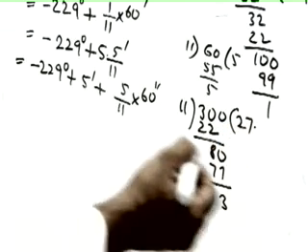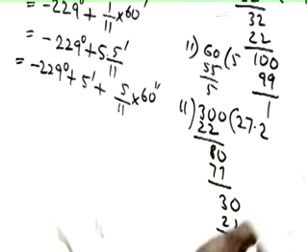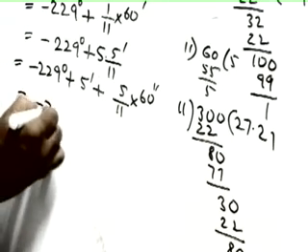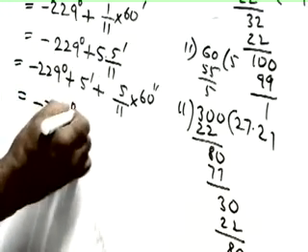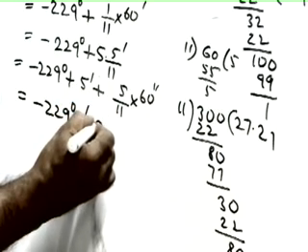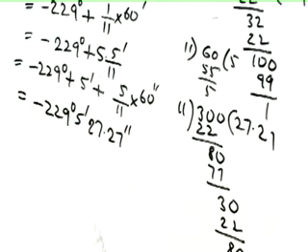If we put a decimal point here, we can write 0. 11 2s are 22, again 80, 11 7s are 77. So the last step is, minus 229 degrees, 5 minutes, and the seconds will be 27.27 approximately. So we have converted the radians into degrees.